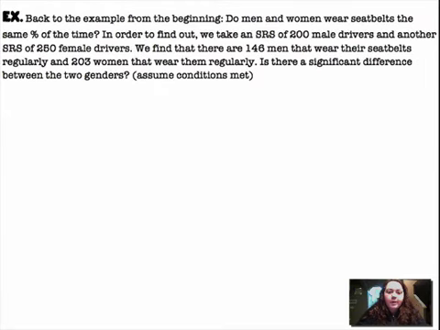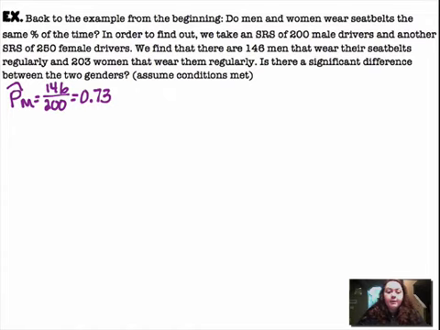Alright, so back to the example from the beginning. Do men and women wear seatbelts the same percent of the time? In order to find out, we take a simple random sample of 200 male drivers and another simple random sample of 250 female drivers. We find that there are 146 men that wear their seatbelts regularly and 203 women that wear them regularly. Is there a significant difference between the two genders? Assume conditions are met.